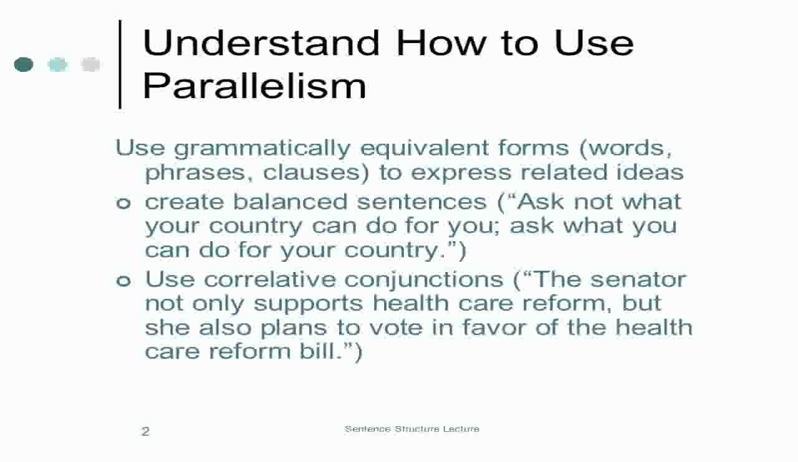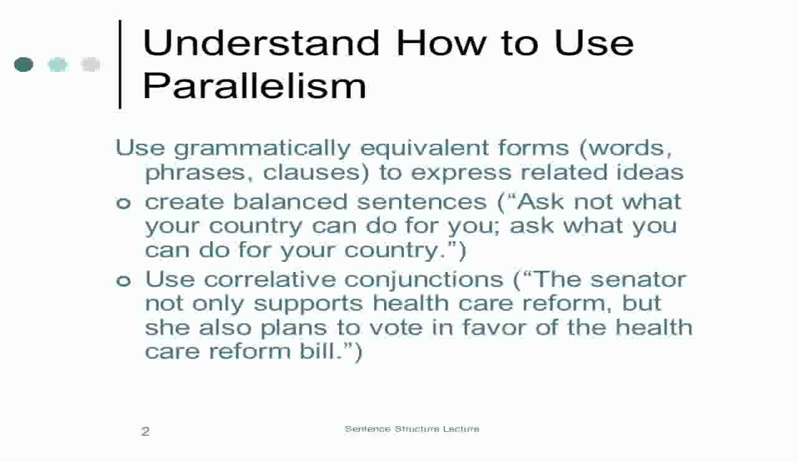Another means of joining ideas to make your meaning clear is parallelism. With parallelism, you join related ideas with grammatically equivalent words, phrases, or clauses. In addition to being a stylistic device, parallelism is a grammatical requirement. For that reason, you need to study the different types of parallel structures in Chapter 25 of your textbook.